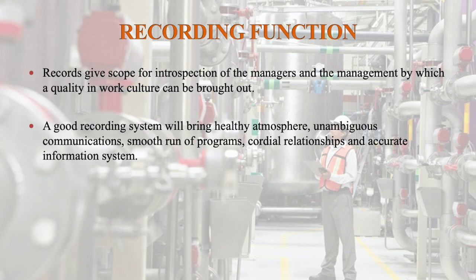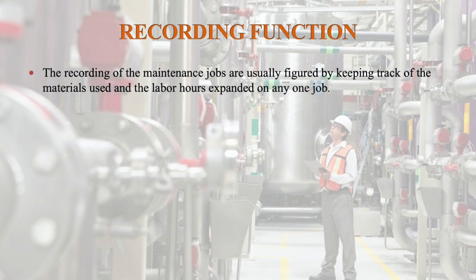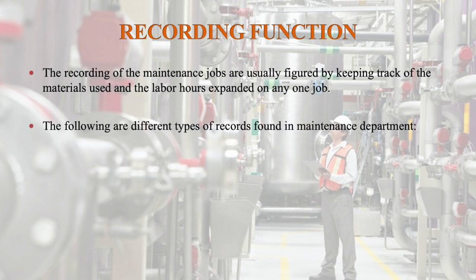A good recording system will bring healthy atmosphere, unambiguous communications, smooth run of programs, cordial relationships and accurate information systems. The recording of the maintenance jobs are usually figured by keeping track of the materials used and the labor hours expended on any one job. The following are different types of records found in maintenance department: recording labor costs and equipment records. Then another function is training function.